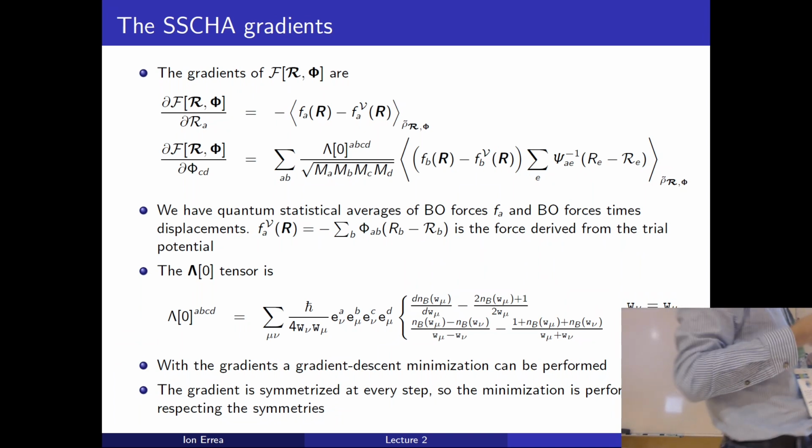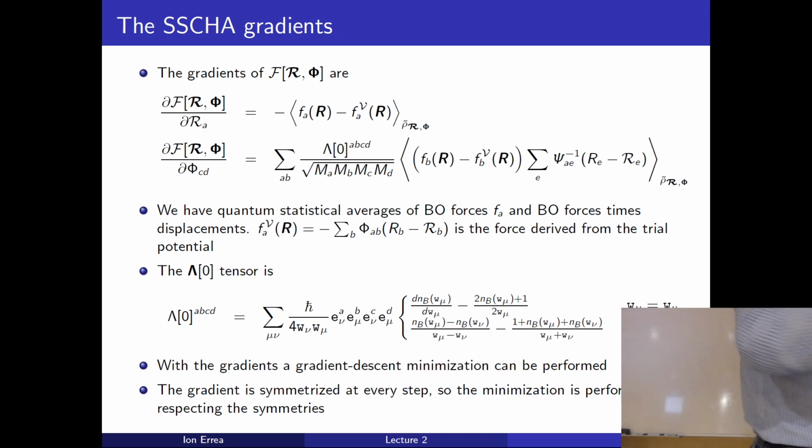It's a bit nasty, but this part is easy to understand. This is the gradient of the free energy with respect to a centroid position. Actually this term here is zero: the quantum statistical average of this term is zero, but we add it for numerical reasons. If you want, I could have put the bracket here. So basically, the derivative of the free energy with respect to the centroid position is the quantum statistical average of the Born-Oppenheimer forces. These F here are the Born-Oppenheimer forces.